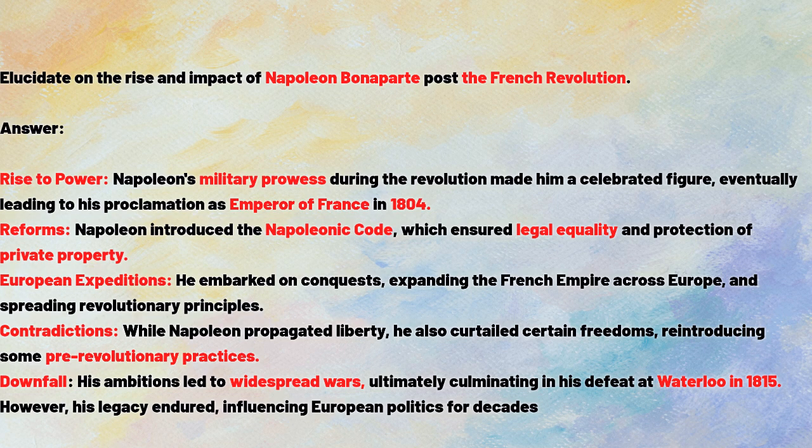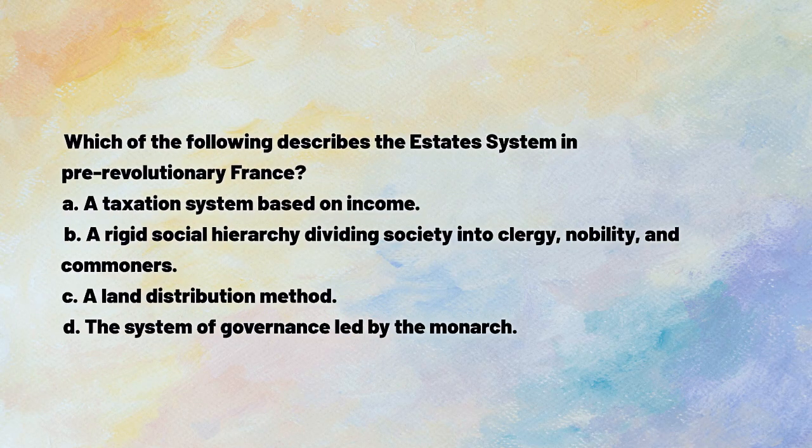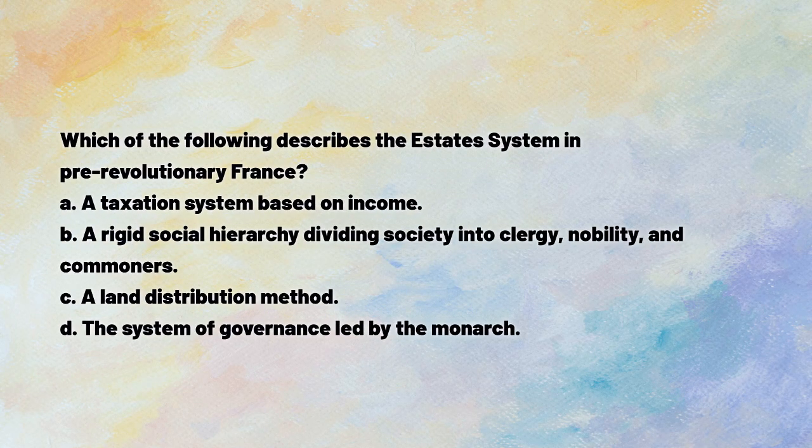Contradictions: while Napoleon propagated liberty, he also curtailed certain freedoms, reintroducing some pre-revolutionary practices. Downfall: his ambitions led to widespread wars, ultimately culminating in his defeat at Waterloo in 1815. However, his legacy endured, influencing European politics for decades. Prelims MCQs. Which of the following describes the estate system in pre-revolutionary France?